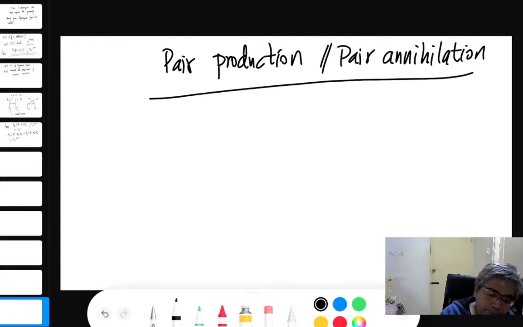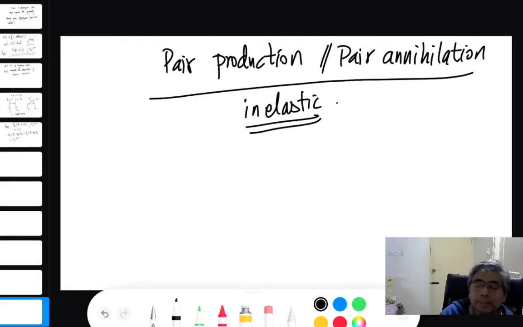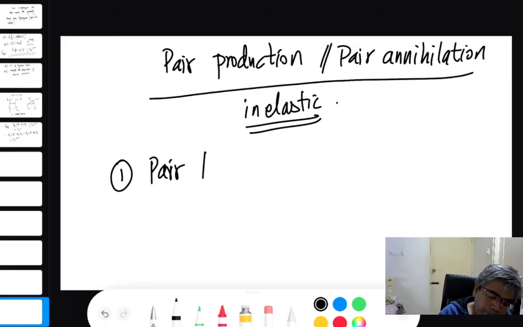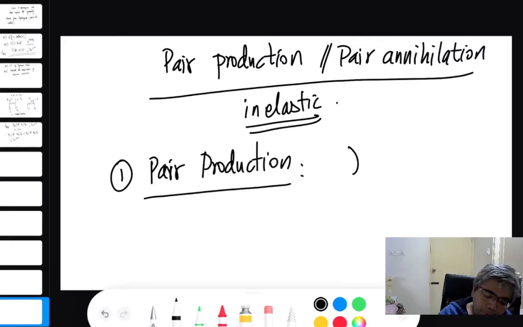These are inelastic, both of them, because the initial states and final states are completely different. It depends upon the momentum. So let's look at pair production first. Pair production involves two photons coming in and giving rise to an electron and positron.